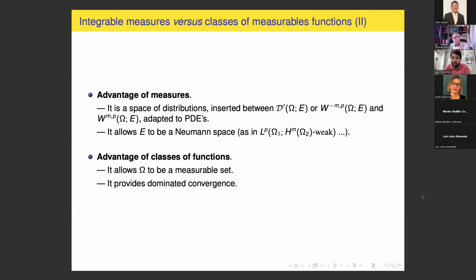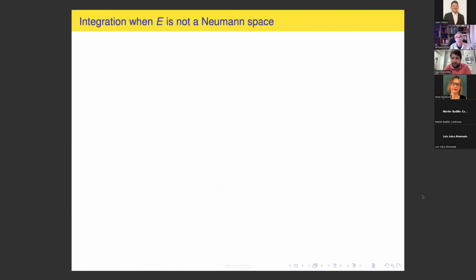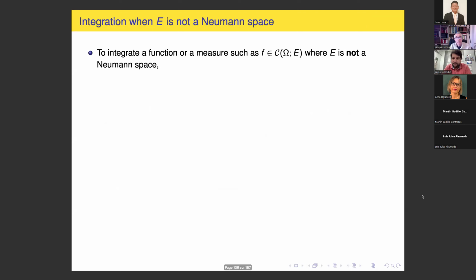Quite all the usual results on L^p space extend to the space L^p with values in a Neumann space. There are 300 pages which do that. And so the ultimate question is what we do if we want to integrate something which does not have values in a Neumann space.